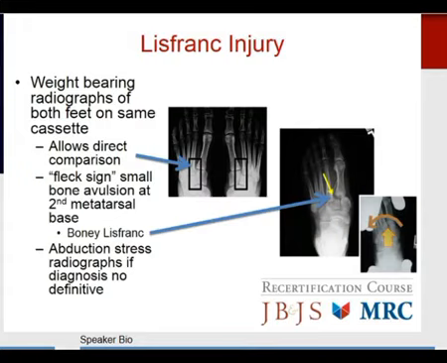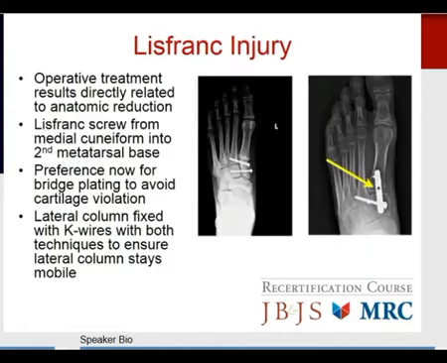If we get a weight-bearing x-ray like you see here, and we see no evidence of gapping between the intercuneiform site or the metatarsal bases, we instead get an abduction stress x-ray. We manipulate that foot, and we look for gapping, and again, that's our only way to securely say that there's no evidence of severe injury to that ligament complex in the mid portion of the foot.